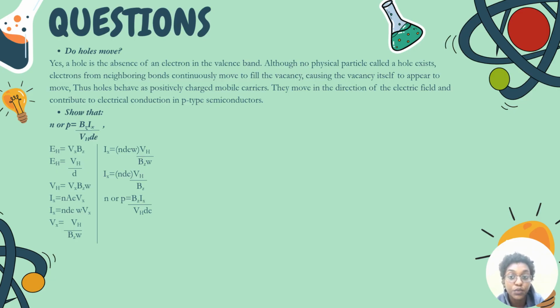Next question, we are asked to show N or P equals to magnetic field multiplied by the current over the voltage multiplied by D multiplied by E. Just very simple calculations, and we just put equation into equation until we get the result.